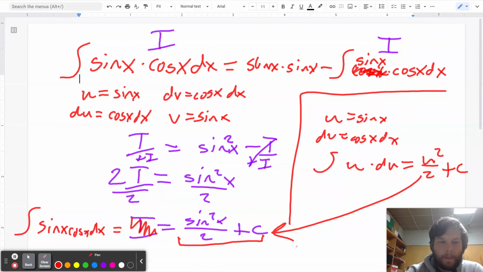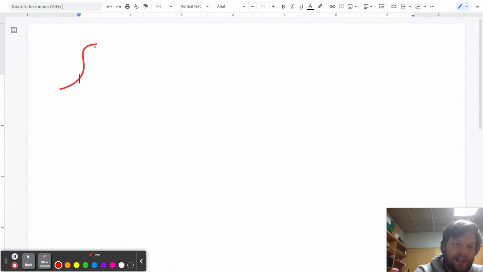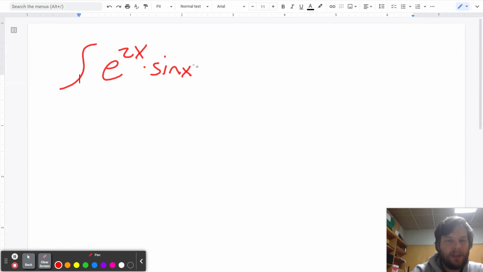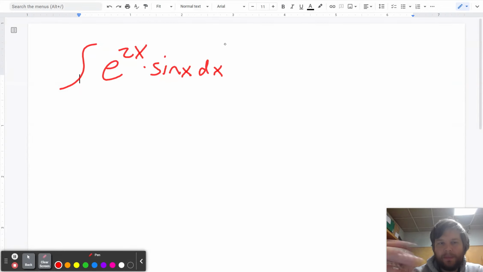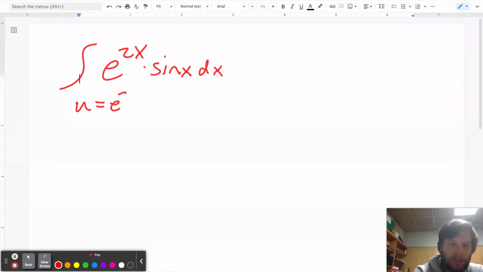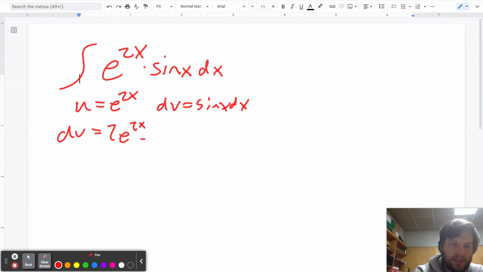I'll show one more example of cyclic integration by parts where you have a trig function and an exponential function. So that last one was just kind of a different technique. It's not like the easiest way to do it, but you could use cyclic integration by parts for a problem like this. There's no substitution that's going to help here, so cyclic integration by parts will help. du is going to be 2e to the 2x dx. v is going to be negative cosine x.